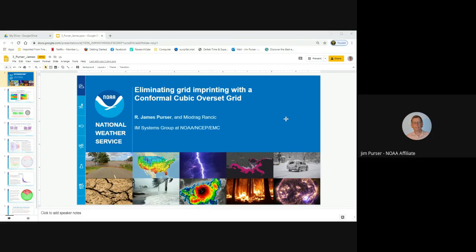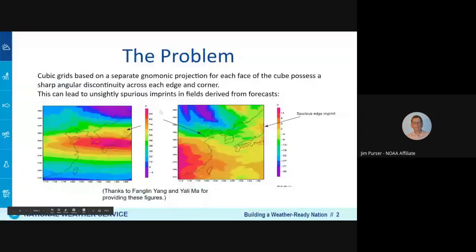So if you can see my slides, it's eliminating grid imprinting with a conformal cubic overset grid. My co-author is Miodrag Rancic. And I'll go to the next slide.